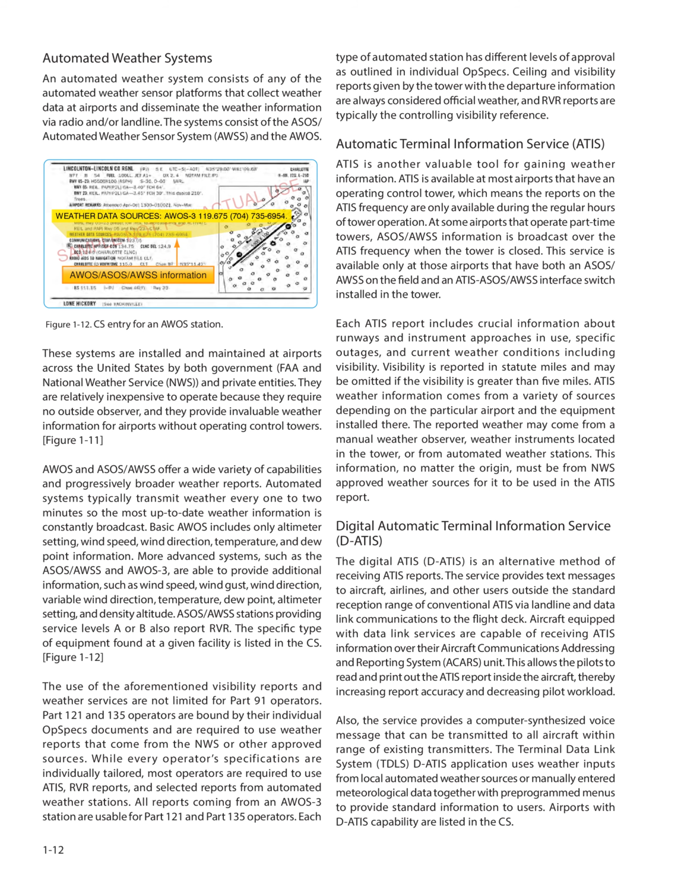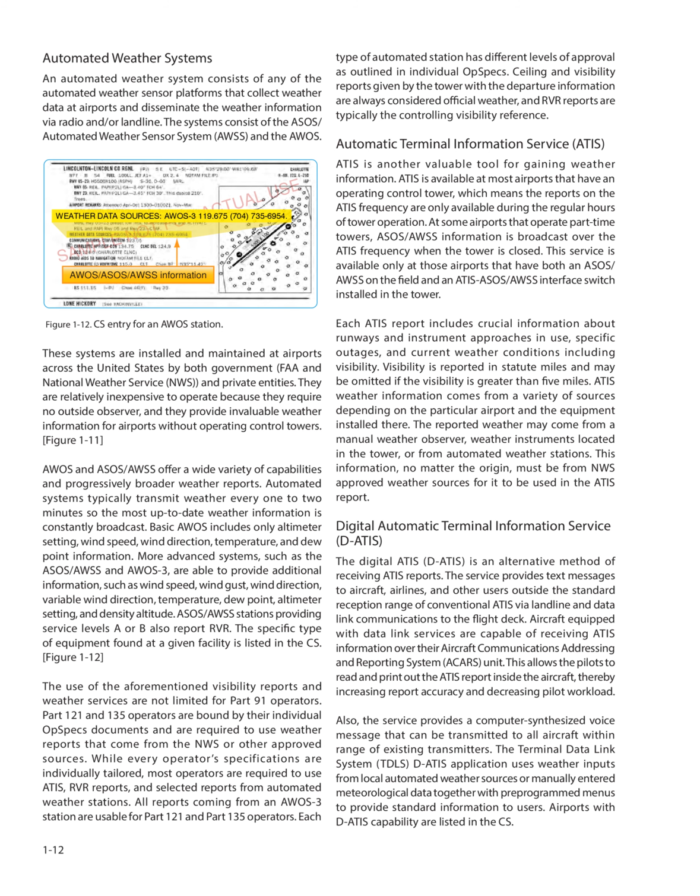Automatic Terminal Information Service, ATIS. ATIS is another valuable tool for gaining weather information. ATIS is available at most airports that have an operating control tower, which means the reports on the ATIS frequency are only available during the regular hours of tower operation. At some airports that operate part-time towers, ASOS/AWSS information is broadcast over the ATIS frequency when the tower is closed. This service is available only at those airports that have both an ASOS/AWSS on the field and an ATIS/ASOS/AWSS interface switch installed in the tower.